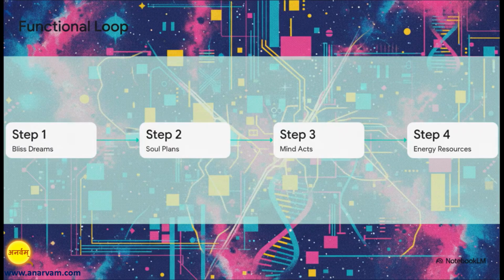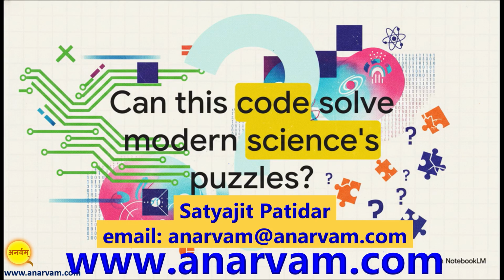Everything we've unpacked today operates on this ultimate, endless functional loop. Bliss creates the dream, the soul formulates the plan, the mind executes the act, and energy provides the resource. In this grand functional symmetry, from the vast cosmic void down to the microscopic cells in your body, software invariably precedes hardware. So we have successfully mapped the cosmic boot sequence, and it gives us a concrete, predictable model of a software-driven universe. But a framework is really only as good as its predictive power, right?